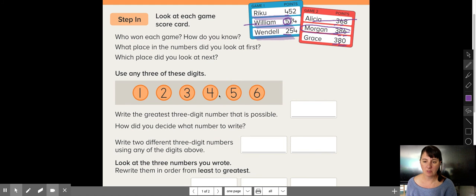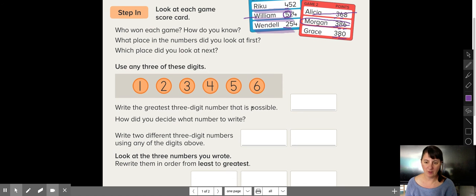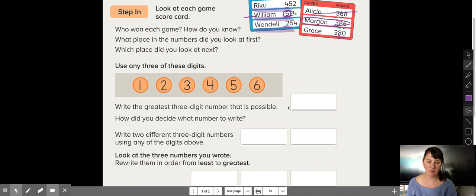Next, let's look at these digits here. We can use any of these 3 digits. Sorry, we have the digits 1 through 6. And we're going to write the greatest 3-digit number that is possible, which is 654.